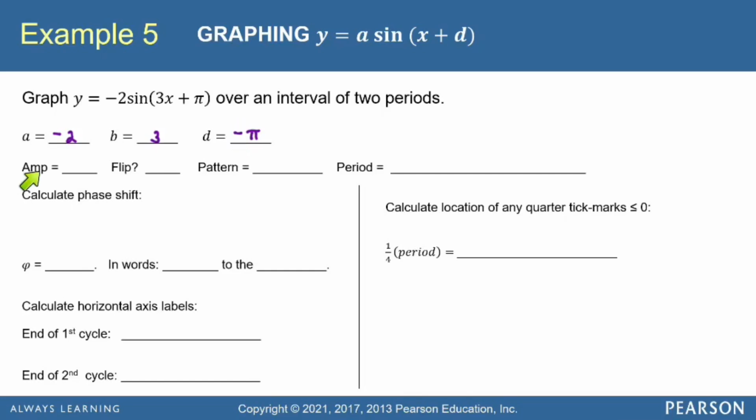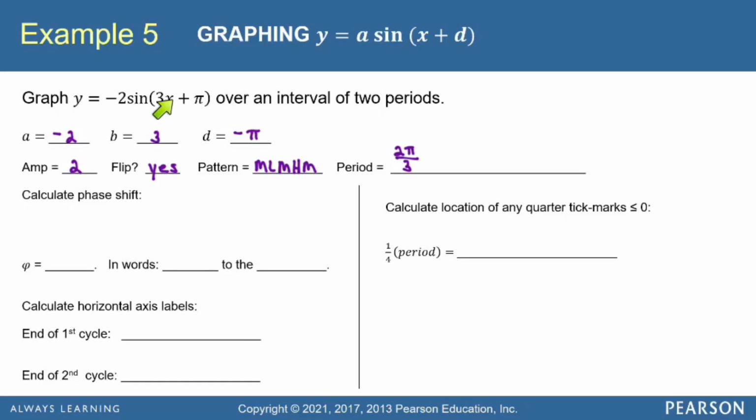All right, now amplitude we know is the absolute value of a. So amplitude is 2 here. And because of the negative on our a value, we do have a flip. Now this is a sine pattern, so normally it would be middle, high, middle, low, middle, but it's flipped over, so it's going to be middle, low, middle, high, middle. Okay, period is 2 pi over b, and in this case b is 3, so period is going to be 2 pi over 3. Now let's calculate phase shift.